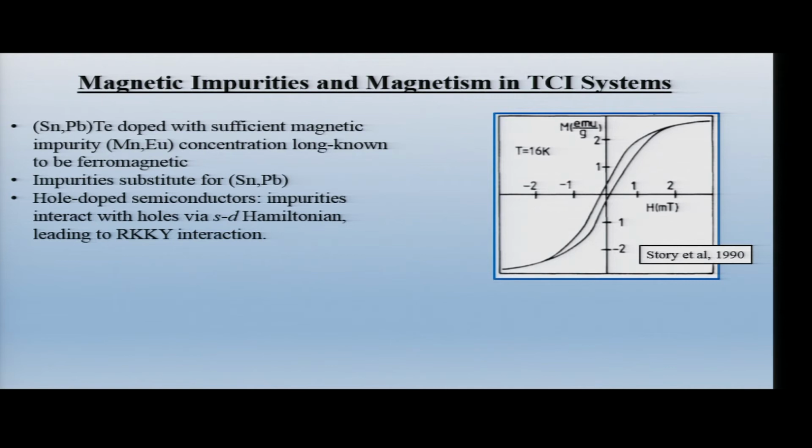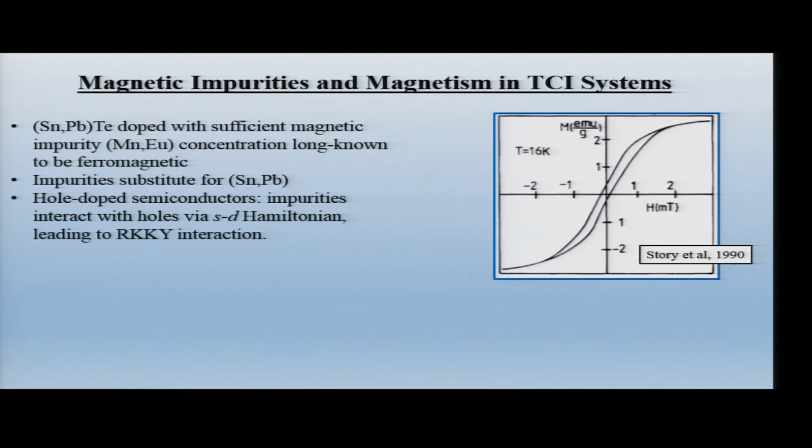So for other reasons than topology, people have been looking at this actually since, well, a very long time, I think the 80s or even possibly earlier. And this is just one example of something you can find in the literature. This is again from Story's group, showing that at low temperature, I think this is only 3% doping of manganese into the system, you get a hysteresis curve showing the ferromagnetism in the system.